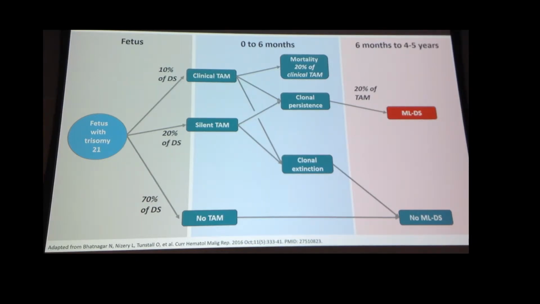It would be great if we could somehow predict which kids with TAM are going to go on to develop leukemia, but we just can't at this point. Many people have tried to figure this out, but nothing seems to associate with the later development of leukemia. Not the size of the abnormal clone, not specific cytogenetic abnormalities, not specific genetic abnormalities, not the administration of chemotherapy. We just don't know why these kids go on to develop myeloid leukemia.